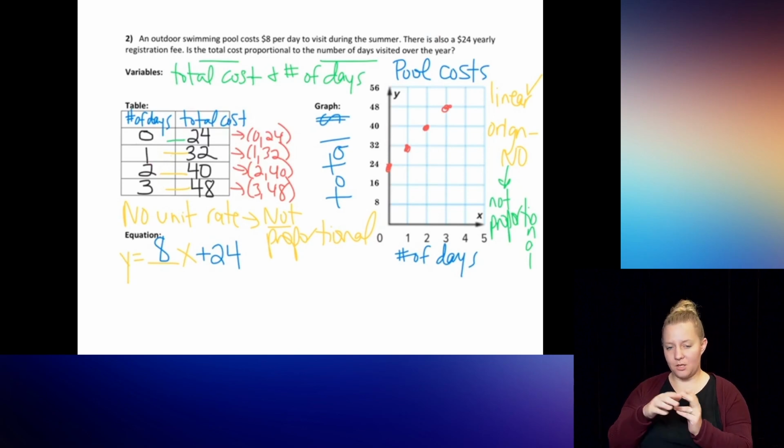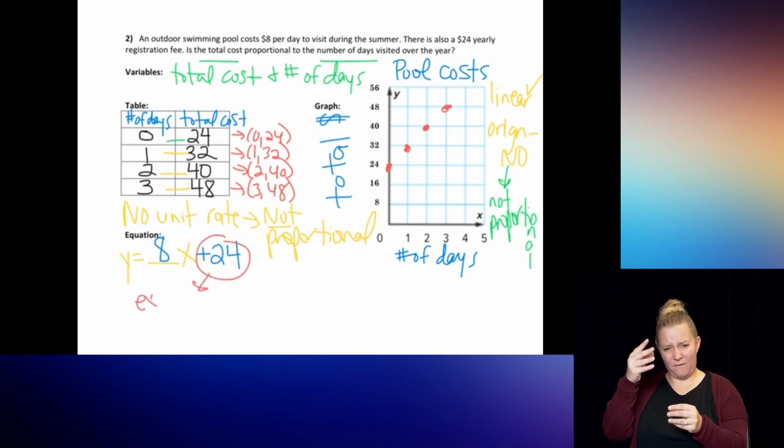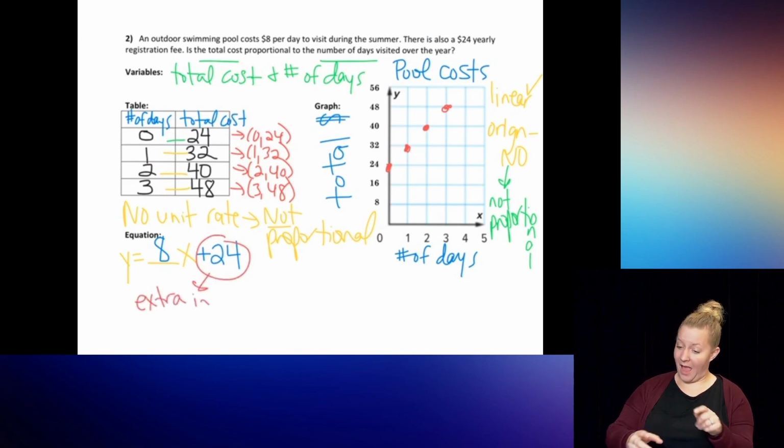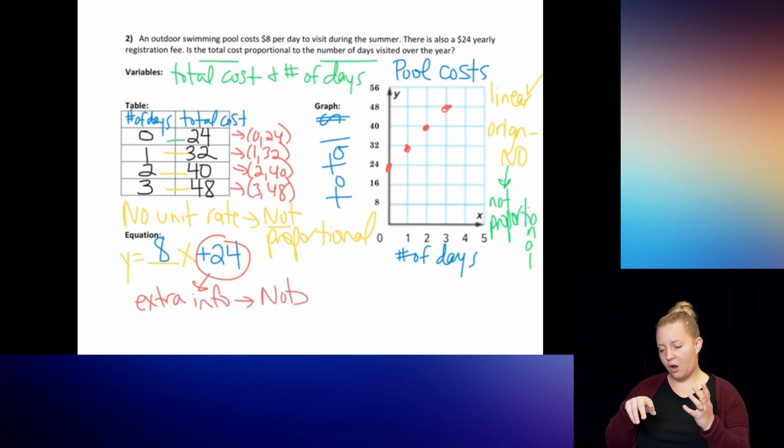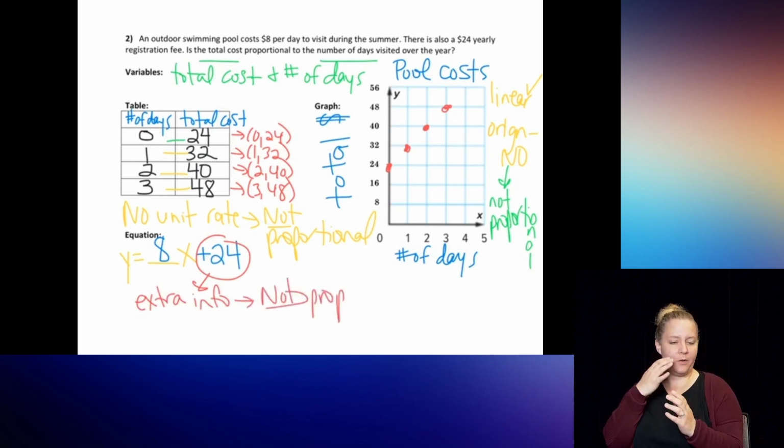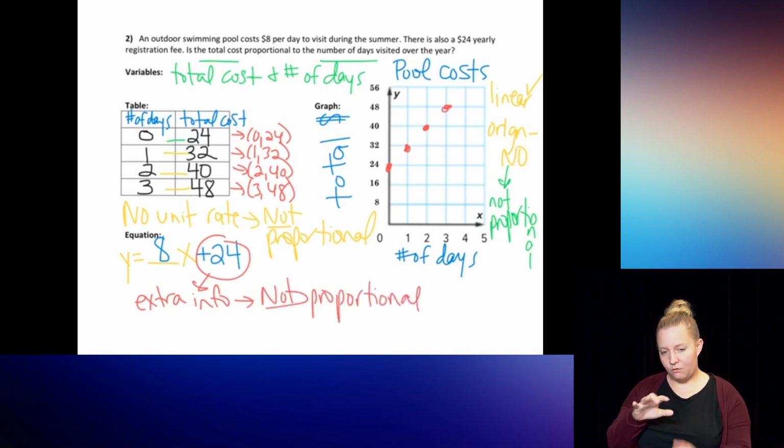But the reason why I still wanted to write and show you is so that you know if you ever see an equation that has extra information besides the multiplying, then you know right there, before you even see the table or the graph, that it is not proportional, because every proportional relationship will just be y equals a number times x.